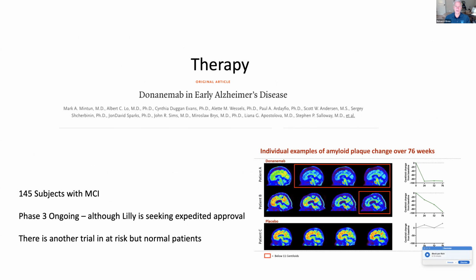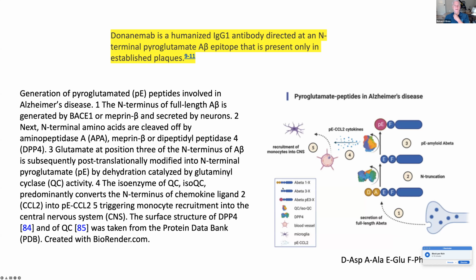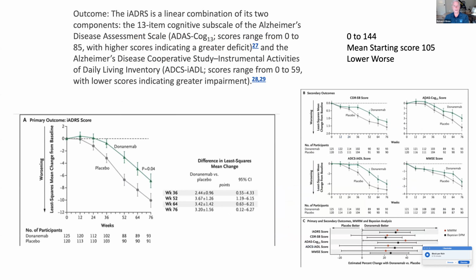There's another study going on right now of another amyloid antibody called donanemab, which is a Lilly drug, on the right here, that does get rid of the amyloid in people's brains. They just published their early study of 145 subjects with mild cognitive impairment. They're doing a phase 3 study, both in people with mild symptoms and in people who are cognitively normal but at risk. Donanemab is an antibody to an N-terminal post-translational modification of the A-beta peptide that's highly effective in reducing amyloid.